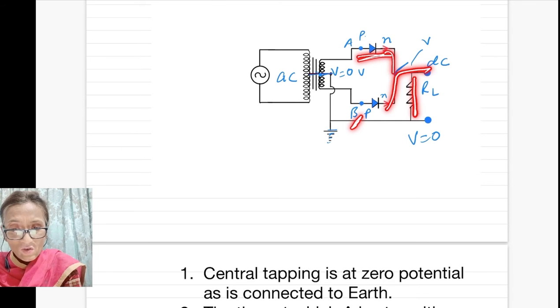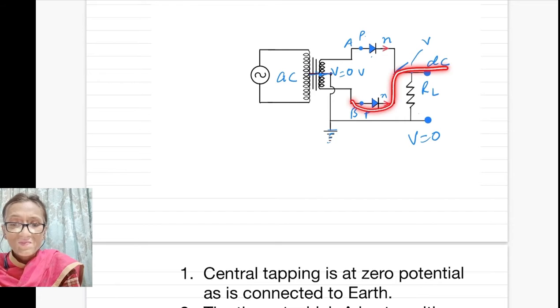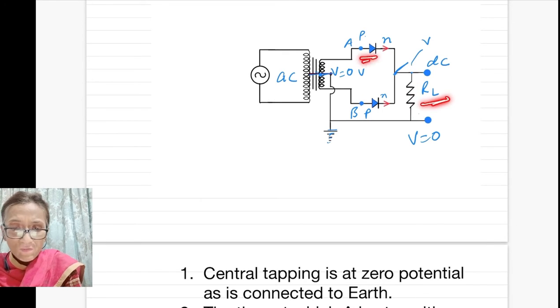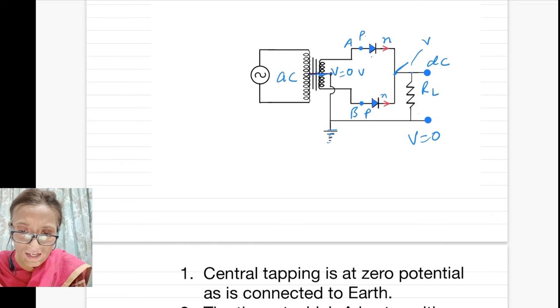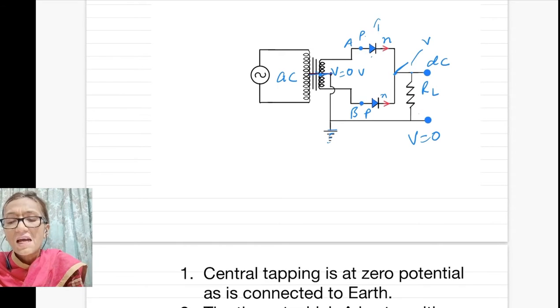Here current is not flowing through this. Now current is flowing through this path. It is at 0 potential and current is flowing through this part of the circuit. So for the first half time period, there will be voltage, there will be current through load resistance due to this diode 1. Let me call this diode 1 and this your diode 2.